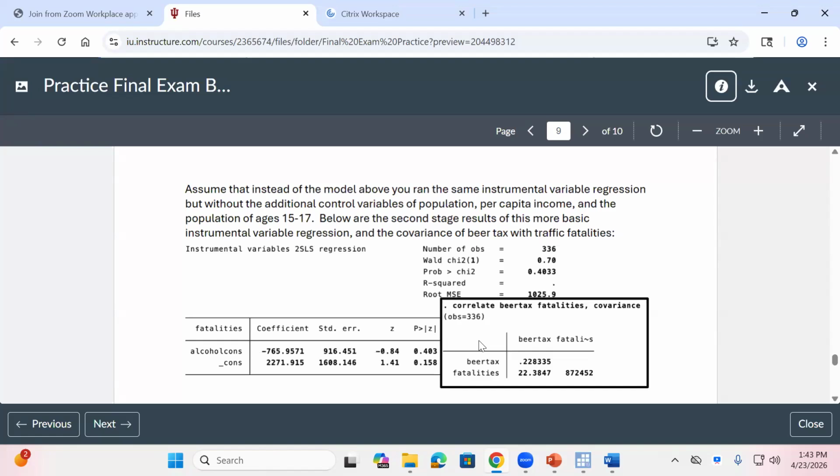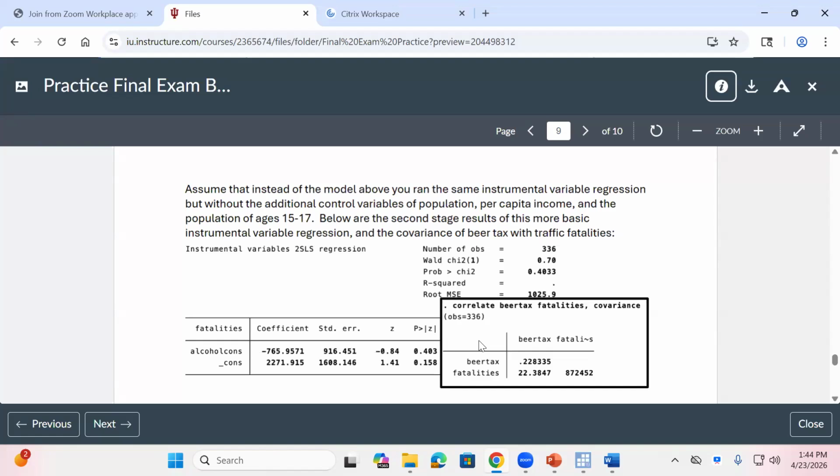So for us, that's going to be the covariance. And here, what was our instrument? We were using tax. I'm just abbreviating. So it should be the covariance of traffic fatalities with this alcohol tax over the covariance of alcohol consumption with our instrument, which was alcohol tax.